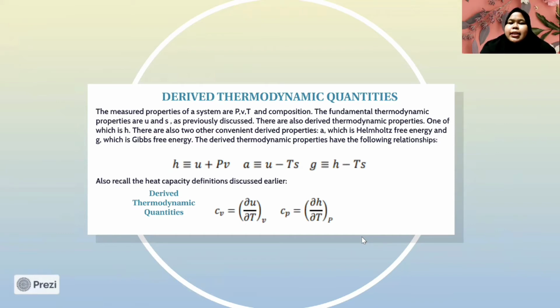So, as you can see here, the equation also will explain the derived thermodynamic properties. For example, H, the enthalpy, is equal to U, internal energy, which is the fundamental property, plus pressure times specific volume, both of which are measured properties. Also recall that the heat capacity is also one of the derived thermodynamic quantities.